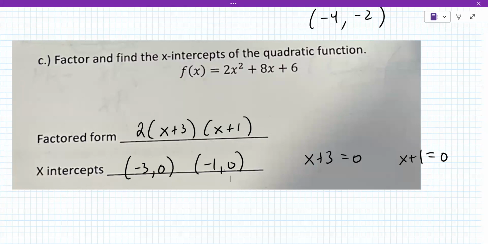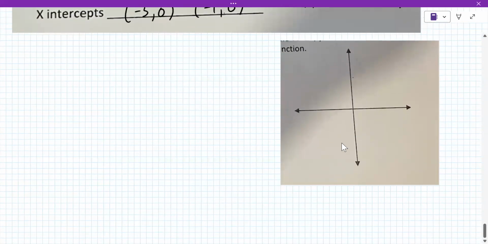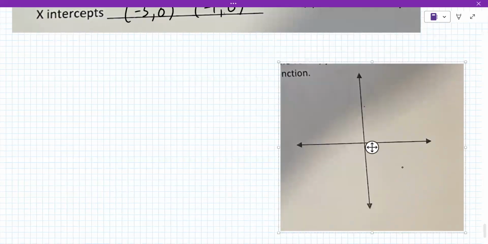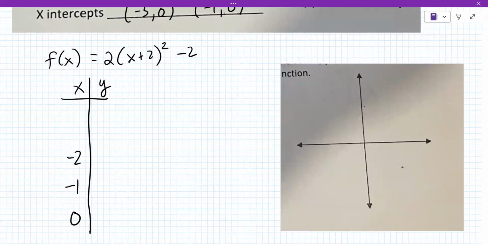And then a graph. All right, so now a graph. We've kind of gotten a long ways away from the graph stuff, but let's do this. We should make a table like we were doing the other day. Let's use the vertex form, 2 times (x plus 2) squared minus 2. I want us to do this in a table, x and y: -2, -1, 0, -3, -4. Now, we already have the vertex, but we have to evaluate at one of the other points here. So we'll say -3 and -1.